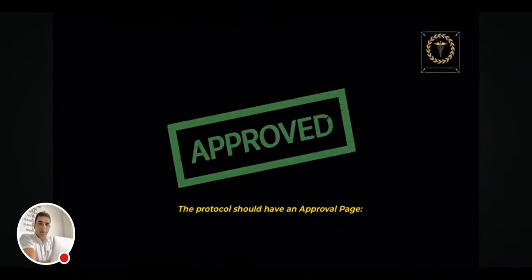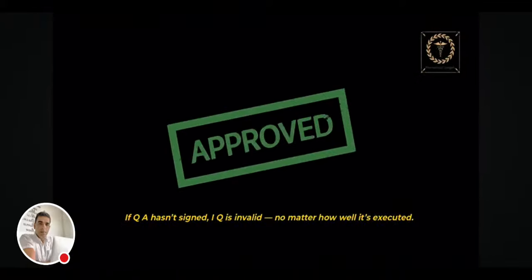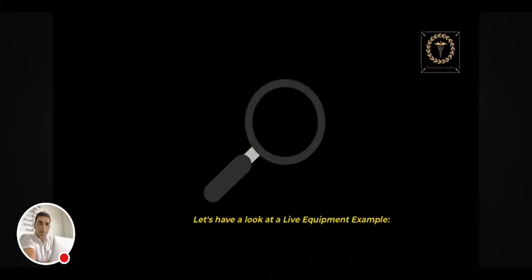The protocol should have an approval page, must include signatures and dates from engineering, validation team, user department, quality assurance. If QA hasn't signed, IQ is invalid, no matter how well it's executed. This final sign off is your green light to proceed. Let's have a look at a live equipment example.